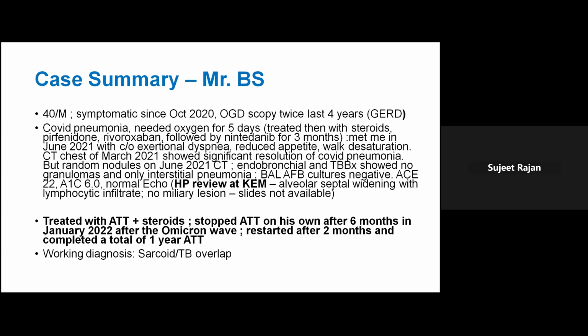having miliary looking random nodules on the June 2021 CT, we said we'll treat him with ATT and steroids for about 3 months. He stopped ATT on his own after 6 months in January 22, after the Omicron wave. And then he came back and I said, look, you can't stop it in 6 months. This was miliary TB, but he felt better. So we restarted after 2 months and he completed a total of 1 year of ATT. Our working diagnosis was probably a sarcoid TB overlap. And maybe Bhavin would like to show the initial scans.